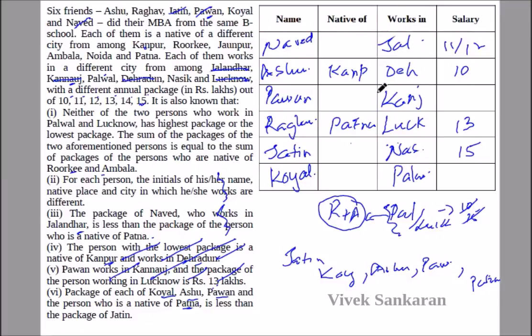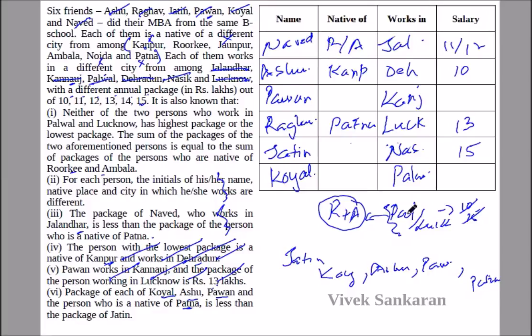Okay, now let's see what else do we have. We have done all this. So we have arranged, we have set up this. So we have to work with this. Let's start with Naved. Naved says N and J are out. So Naved cannot be from N, Noida, cannot be from Jaunpur. He is not from Patna, he is not from Kanpur. So he has to be Roorkee Ambala.